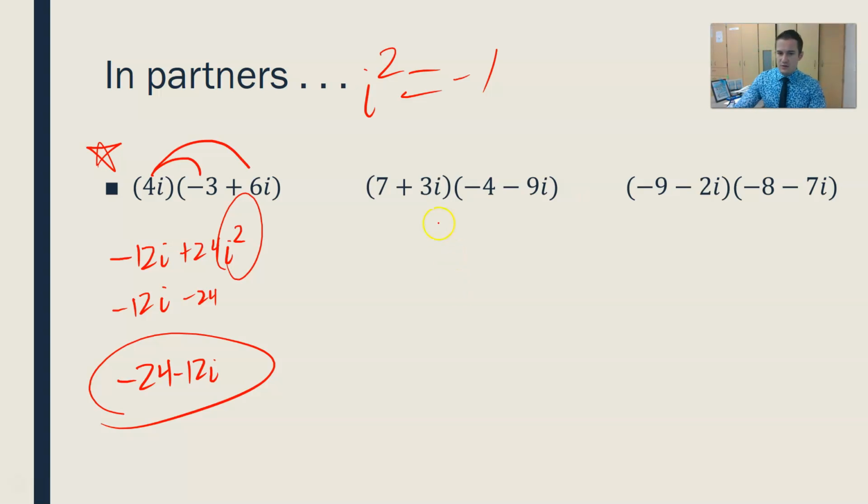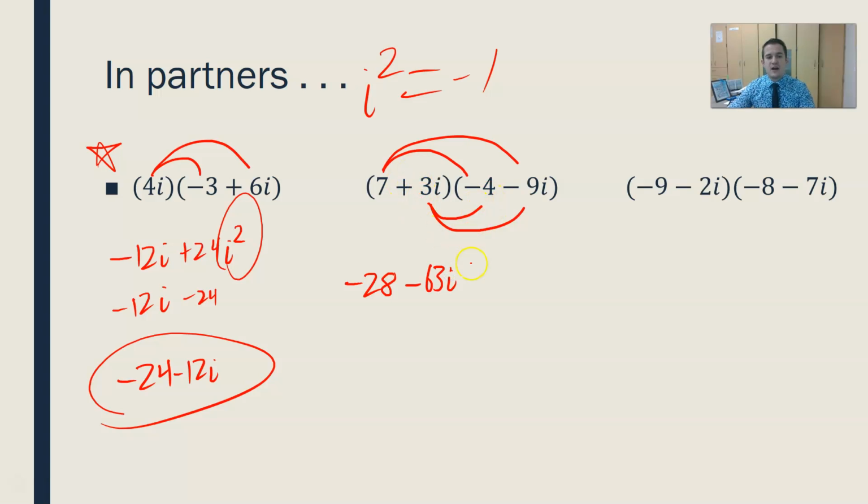Let's do another one. Let's do one more. Maybe two more. So 7 plus 3i times negative 4 minus 9i. So 7 times negative 4, 7 times negative 9i, 3i times negative 4, 3i times negative 9i. Everything in the first parentheses has to be multiplied by everything in the second parentheses. 7 times negative 4 is negative 28. 7 times negative 9i is negative 63i. 3i times negative 4 is negative 12i. 3i times negative 9i is negative 27, and then i times i is i squared.